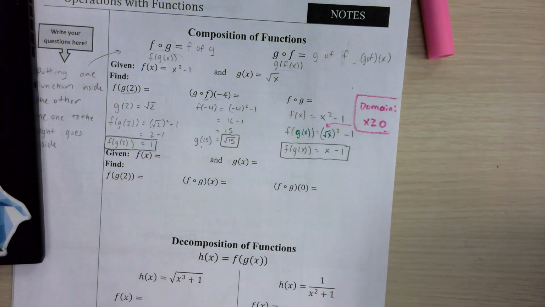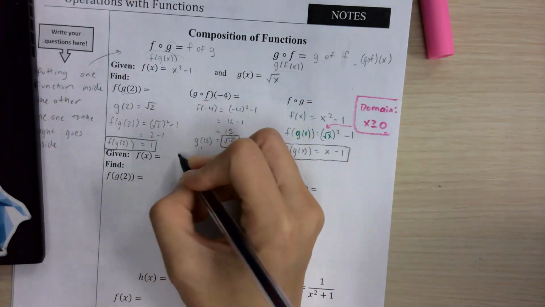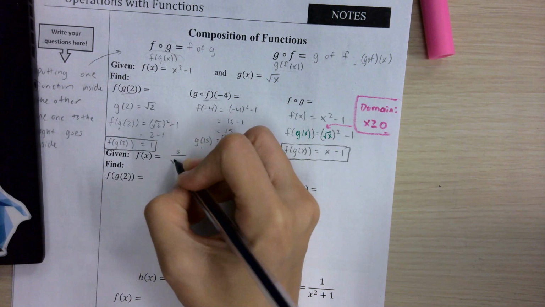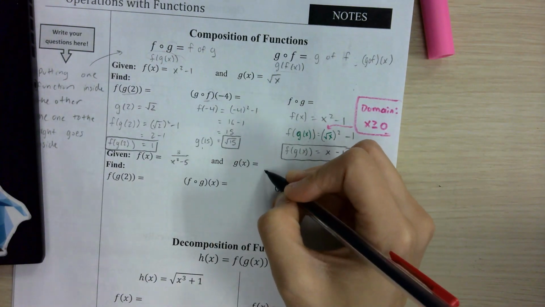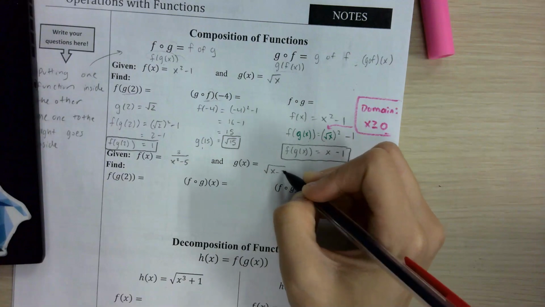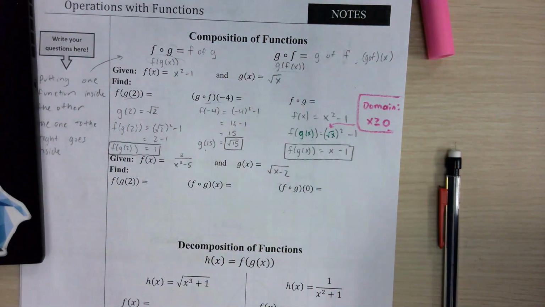Okay, let's take a look at the next one. The next one is f of x is 3 over x squared minus 5. G of x is square root of x minus 2. If you want to take a second and try that on your own, you should try that on your own.